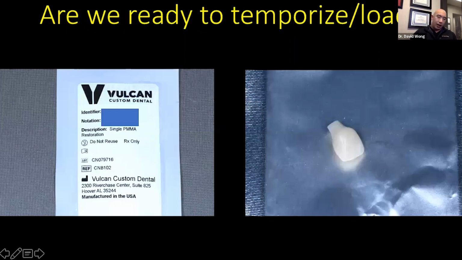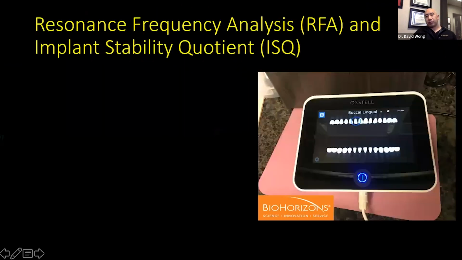What I love about Vulcan is they can already make you a provisional, so I don't have to do it, which is nice, especially when we just pulled a natural tooth that's been endo treated.